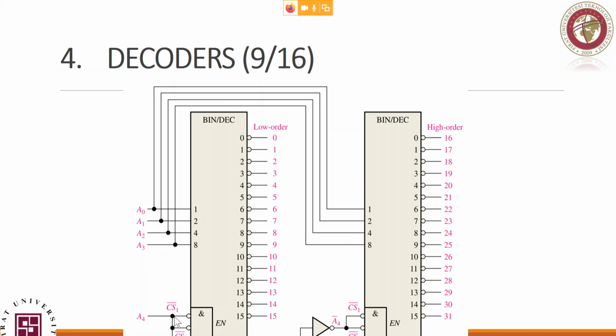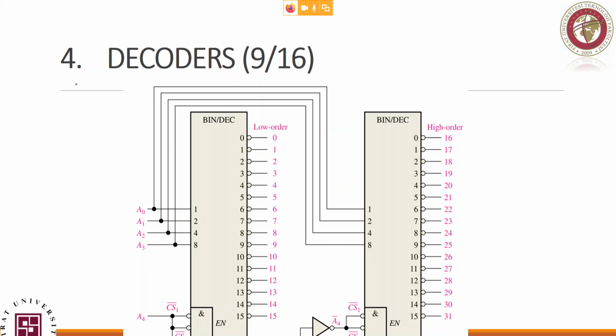I connect A4 to the chip select 1 and 2, which either enable or disable the binary. Now look, this is active low. So if this one is 0, let me take the pen. If this one is 0, the whole chip will be activated. If it is 1, it will be deactivated.